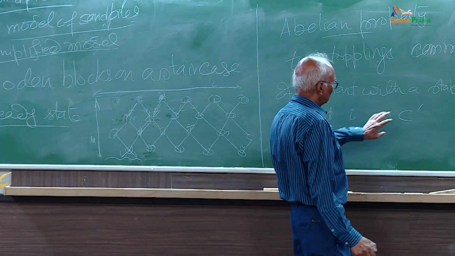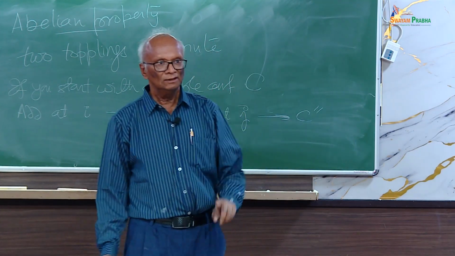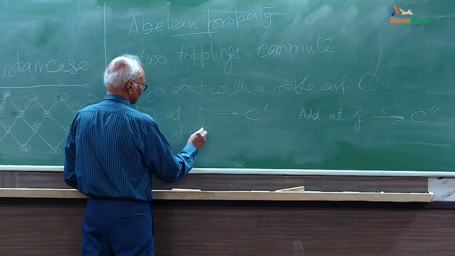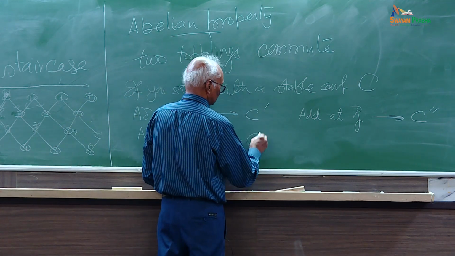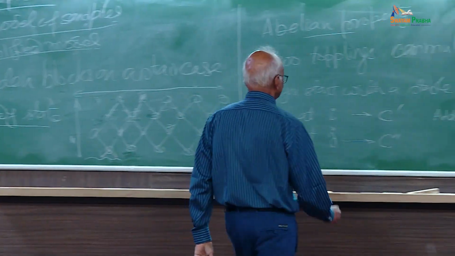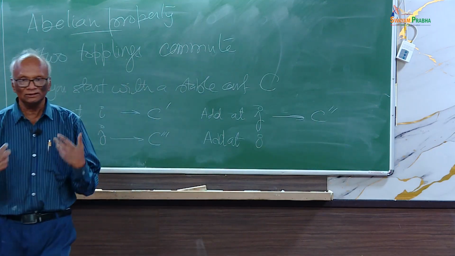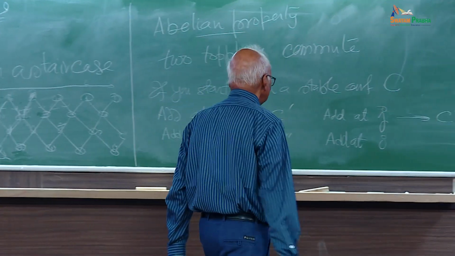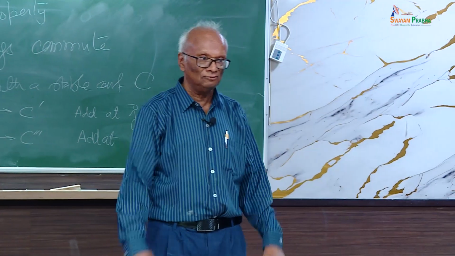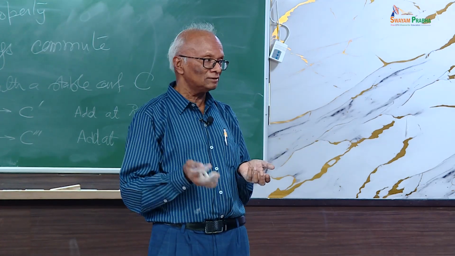You add a particle and go to a stable configuration, then add one more particle, you go to a stable configuration. Now I will do it differently. First I will add at J, then you will go to some other configuration. Okay? And now I add at I. What configuration will I go to? The answer is it's the same. Still go to C double prime. There is a unique configuration which is obtained after I add and topple everything. It is a surprise. It is not immediately obvious that that should happen.